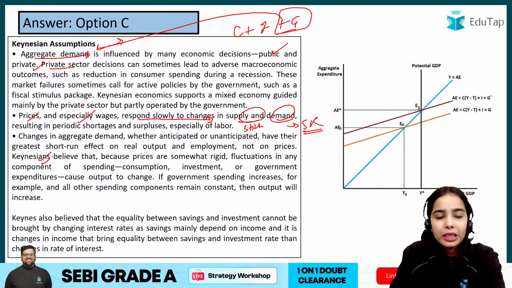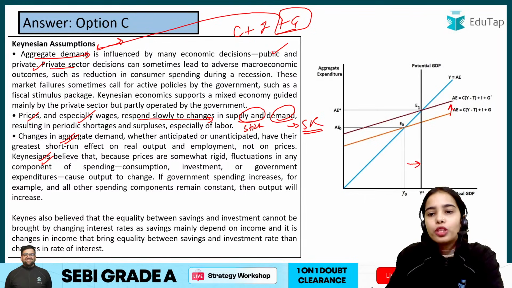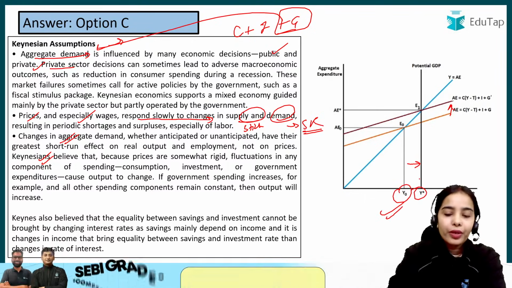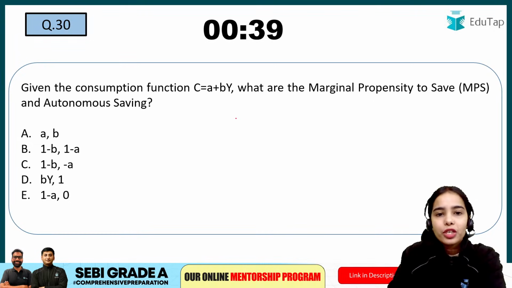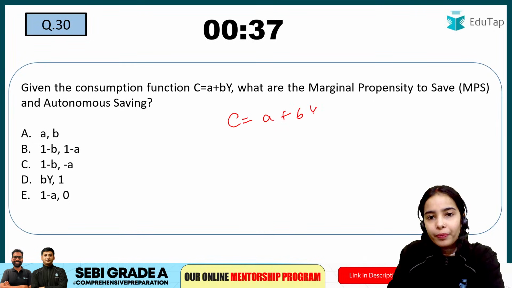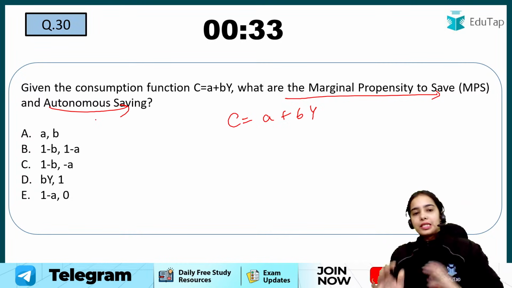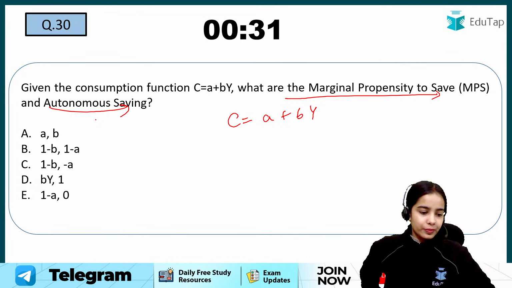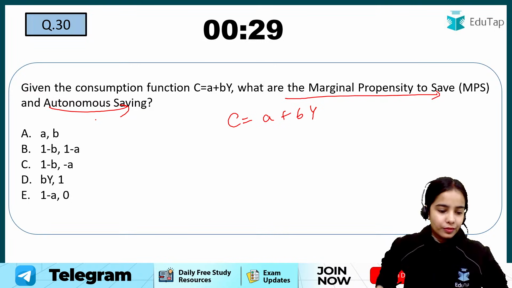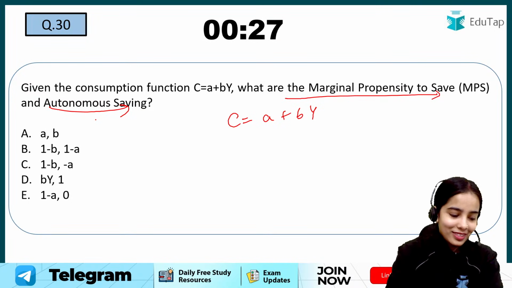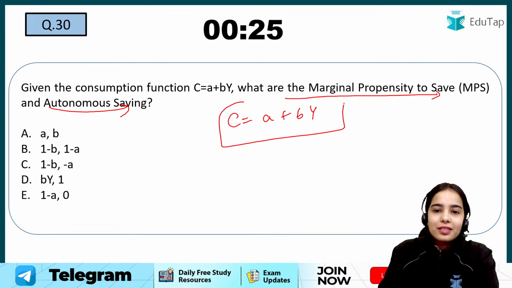Now, Keynesians believed that changes in aggregate demand matter. With the change in aggregate demand, the output changes. So this is also true. Now, given the consumption function, what are the marginal propensity to save and autonomous saving? Now try to answer this question.